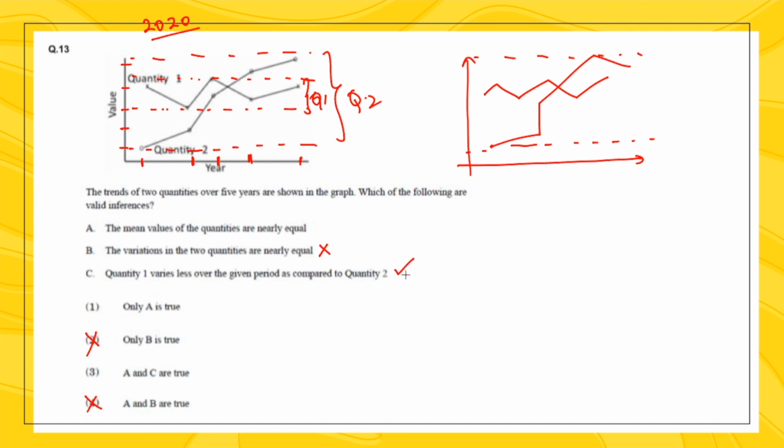Now if statement C is correct and B is incorrect, you are left with option 1 and 3. Which option will be correct? Of course option number 3. But let's try to understand about the mean value.